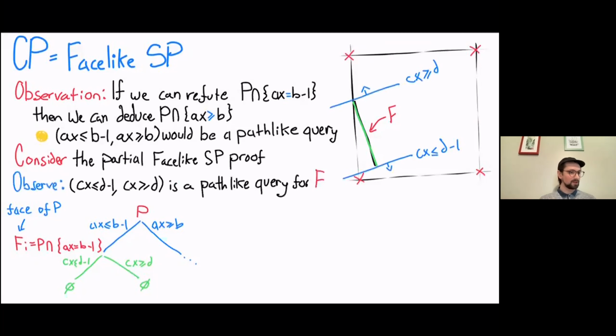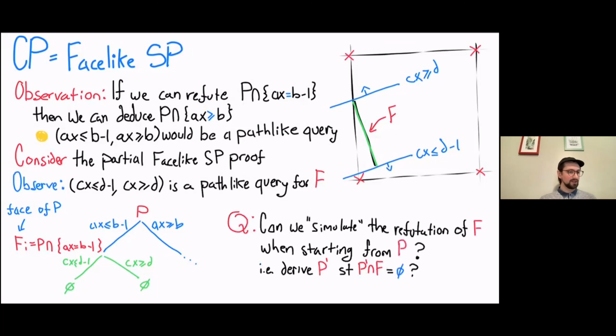So we derive the empty polytope, and observe that if we look only at this face, F, then this query, Cx less than or equal to D minus 1, Cx greater than or equal to D, is a valid path-like query for F. This is just because both sides of F, after applying this query, are empty. So at the leaves, we have path-like queries, and what we'd want to do is lift these path-like queries up to the polytope P.